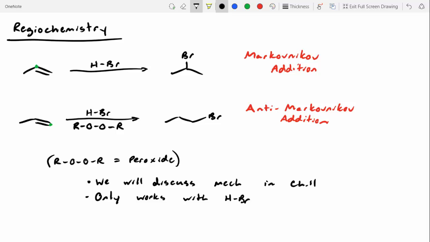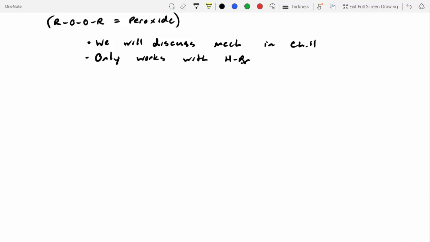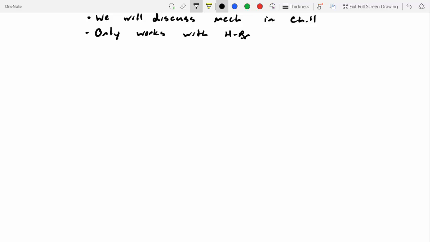All right, I've got another problem for us to work on. This is going to rely on your skills from last term. We've got this alkene. And we're going to treat it with hydrobromic acid. This time, no peroxides, just regular hydrobromic acid.